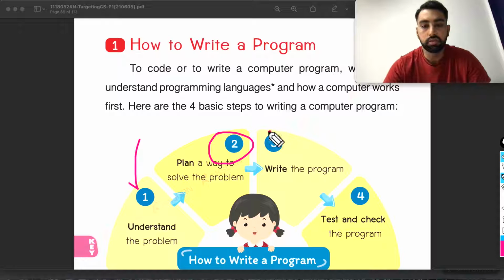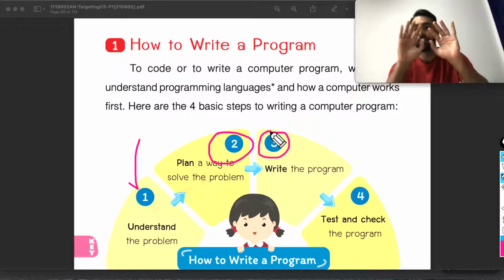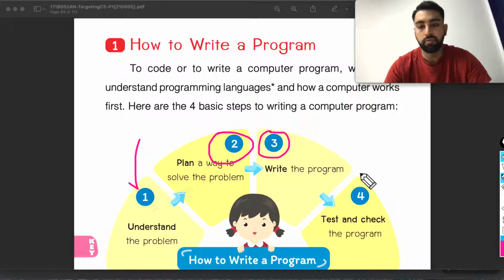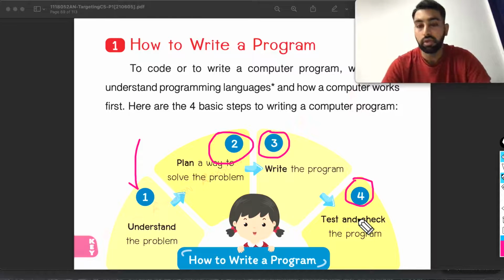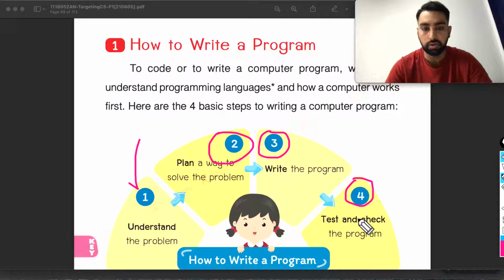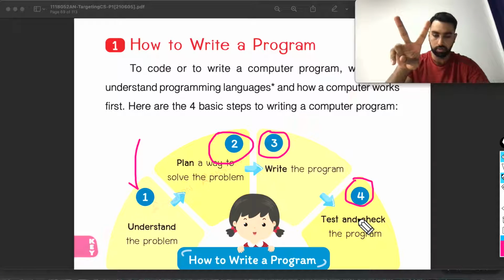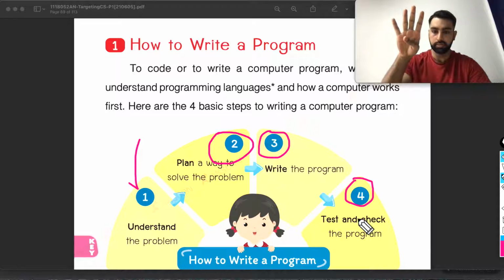Number 3, when you find out how to solve the problem, then you have to write the program. And number 4 we have test. When you click run, when you run the program, then you have to check if there is an error in the program. If there is something wrong in the program, you have to make sure and fix it. So there are 4 steps. Number 1, understand. Number 2, plan the way to program. Number 3, write the program. Number 4, test and check.